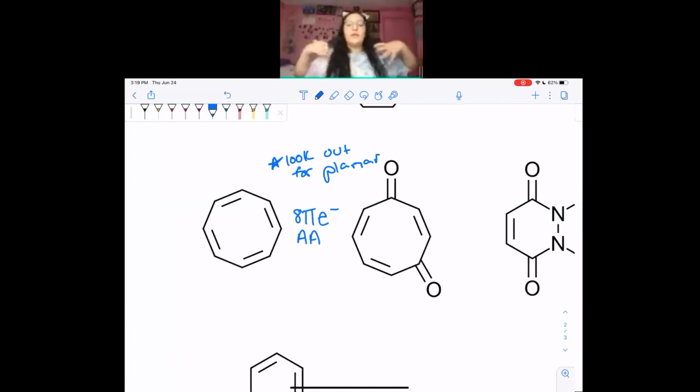So when we go back to the planar rule, it gets kind of confusing. So let me know if you have any questions. If we have 8 pi electrons and this thing remains flat, it will be anti-aromatic. And it's super unstable. Or it's such a big ring that it could just flip, so it turns into a boat.